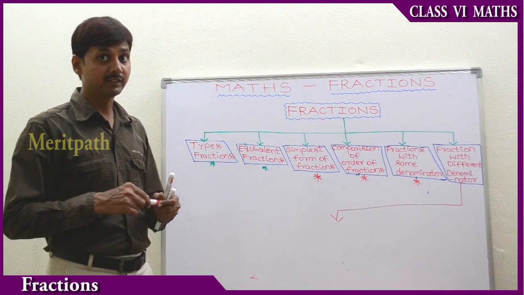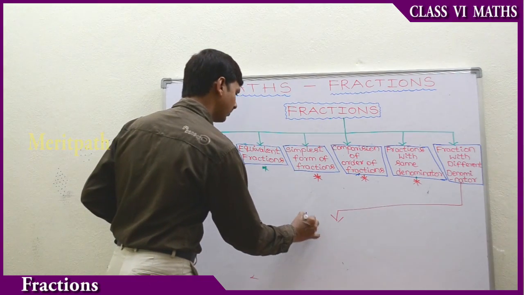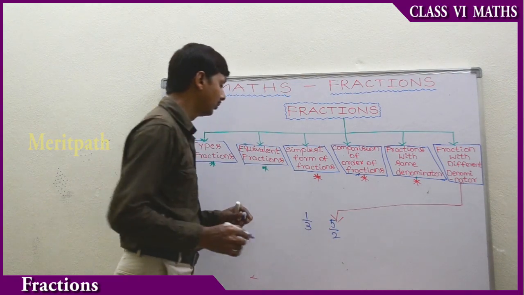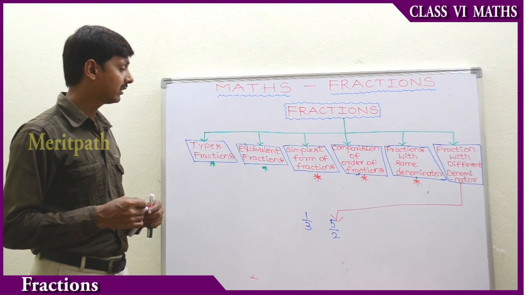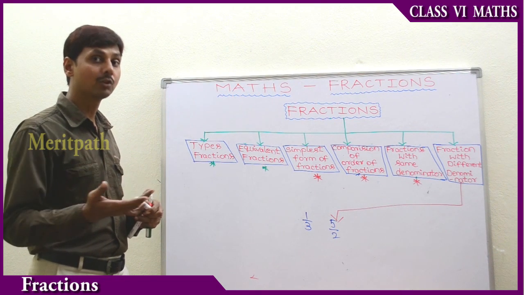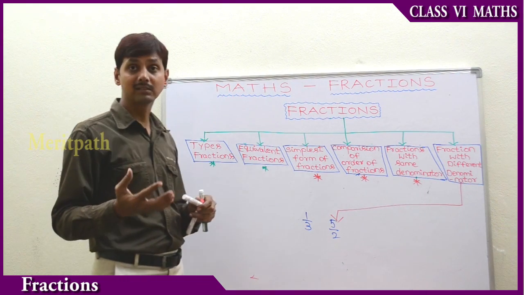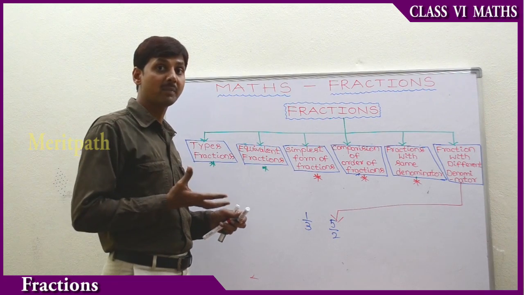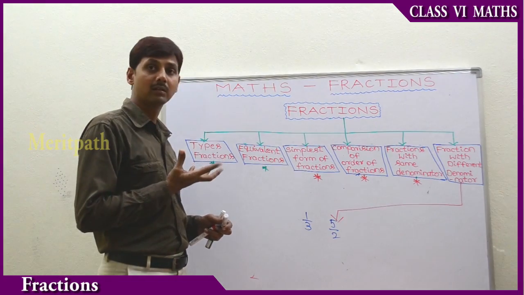Now fractions which have different denominators. If the denominators of the fractions are different, like 5 by 2 and 1 by 3, then we cannot do the addition or subtraction of them, because these are what we call unlike fractions. Unlike fractions we cannot add or subtract directly. So we need to make the denominators equal and then add them.